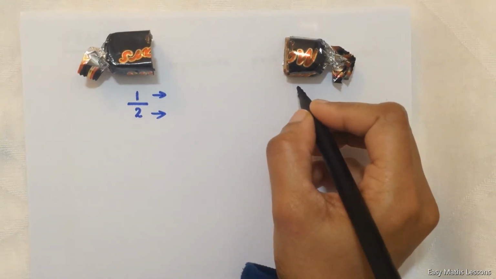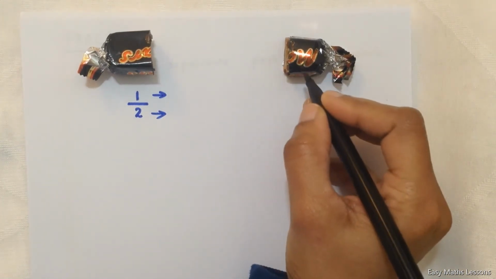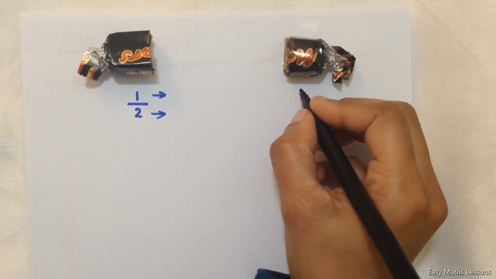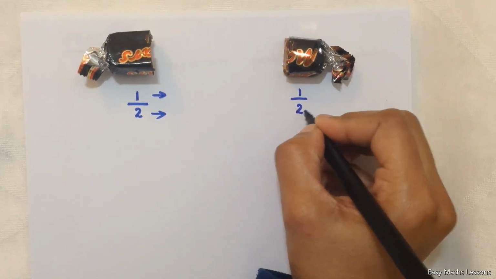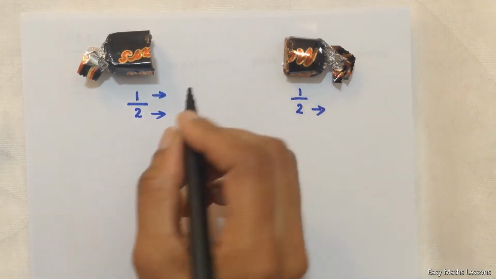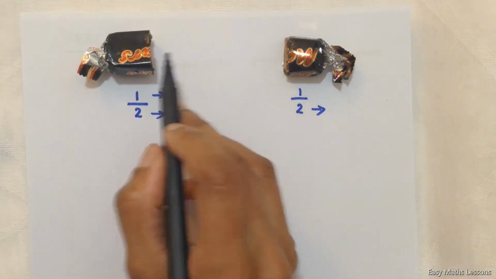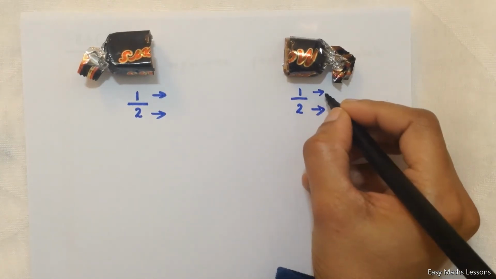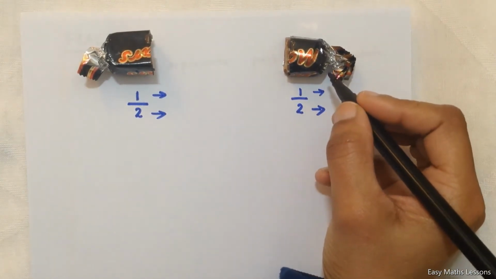Now how can you represent the piece of chocolate which your sister has got? So this can also be represented as 1 by 2. In this case, 2 is the total number of pieces the chocolate is cut into and 1 is the number of pieces your sister has got.